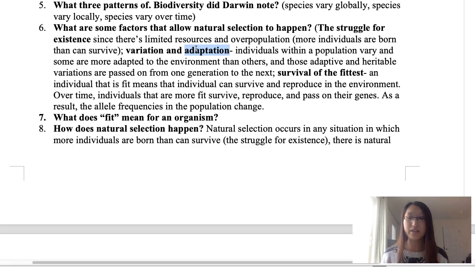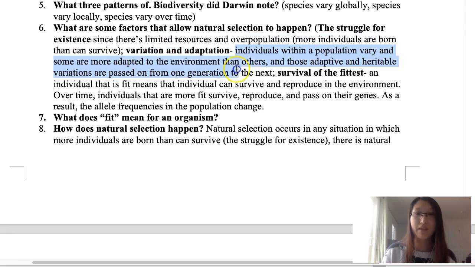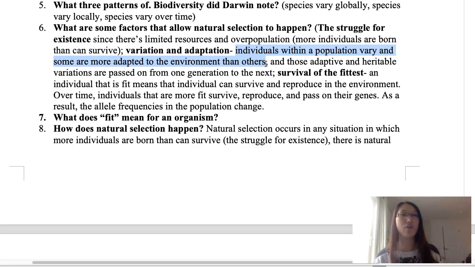And then there's also variation within the population caused by mutations in the first place, and adaptation. Adaptation means if you're adapted to the environment, you can survive and reproduce more successfully than those that are not adapted. So if you read through this, individuals within a population vary, they're different, and some are more adapted to the environment than others, either due to their own issues or due to something in their genes.